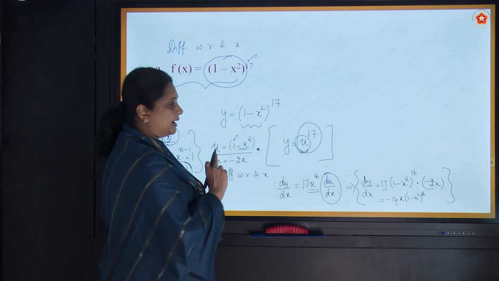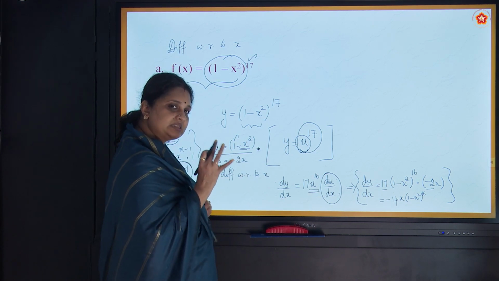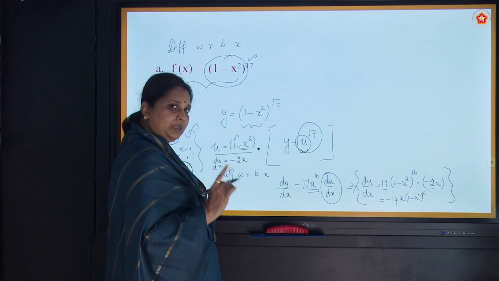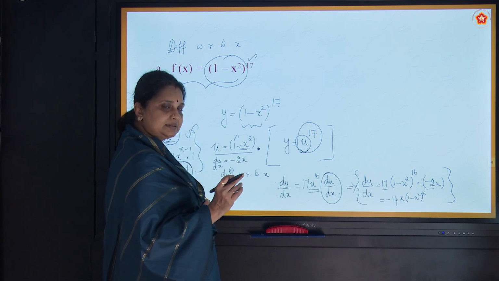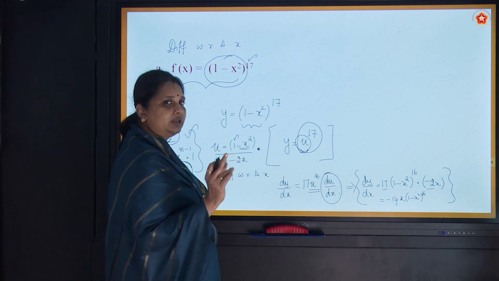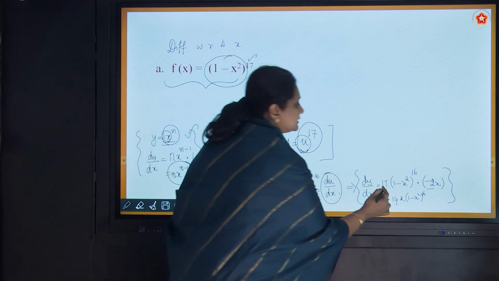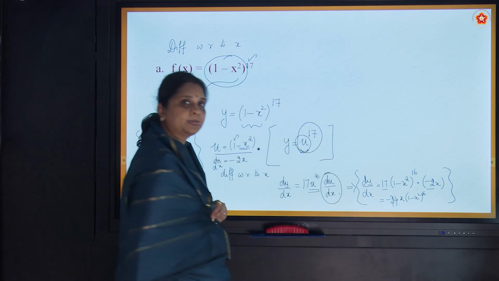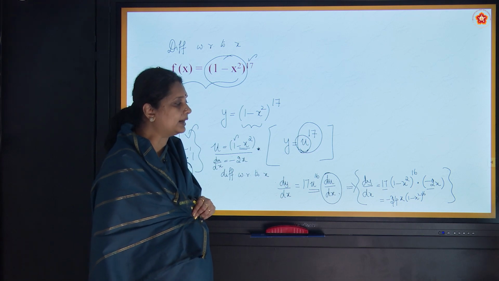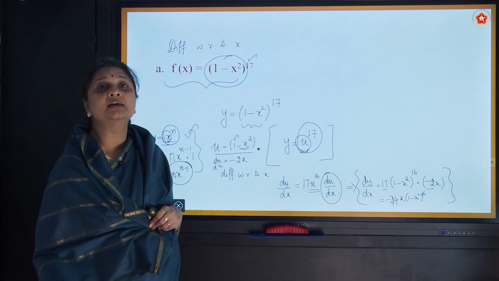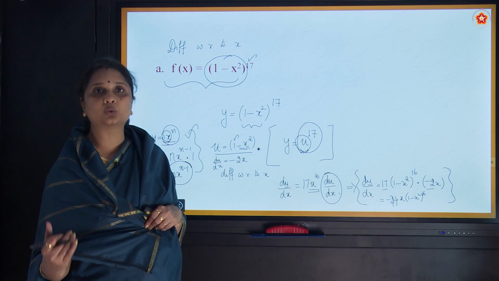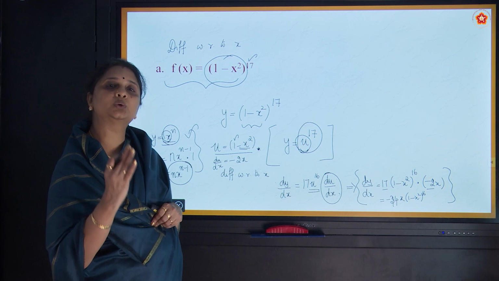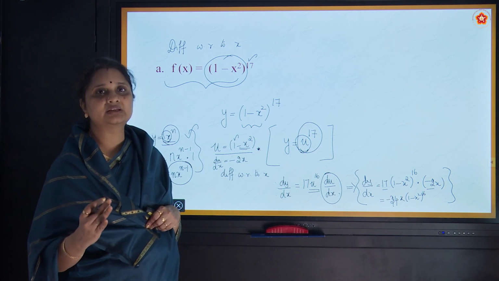So, we bring down the power, reduce 1 from the power. So, first we apply this rule, the power rule, and then we differentiate the base and then multiply every result, right? Here it's 17 into 2 is 34. Sorry, not 14. So we get minus 34x into 1 minus x squared, the whole power 16. This is called the chain rule. So one after the other, we are applying the rules of differentiation and then differentiating.